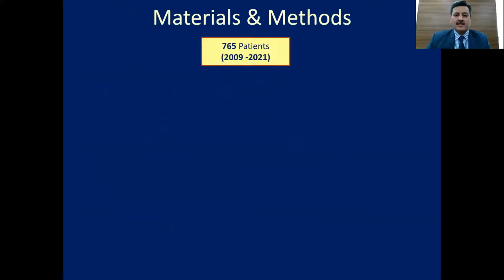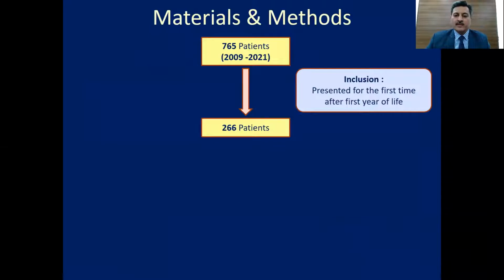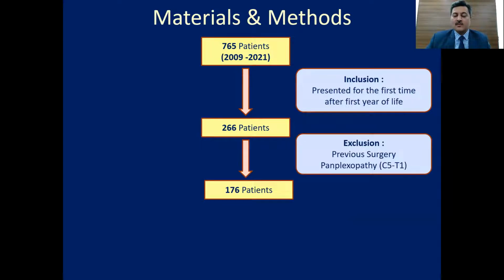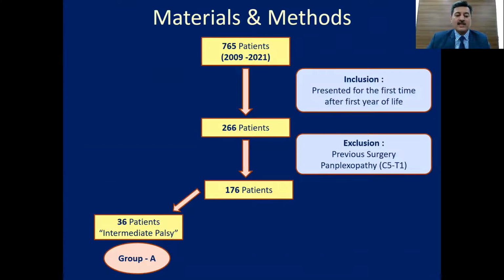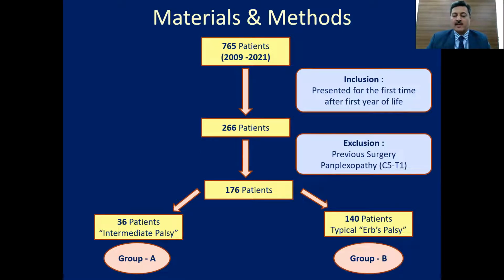Of 765 patients enrolled in our comprehensive clinic, we included those presented for the first time to us after the first year of life. Out of those 266 patients, we excluded the ones who have undergone surgery or those with panplexopathy. Of the rest, 76 patients, we had 36 patients in the intermediate palsy cohort, and those were the group we were interested to study, termed group A, while 140 patients with Erb's palsy made group B, and they acted as a control group.